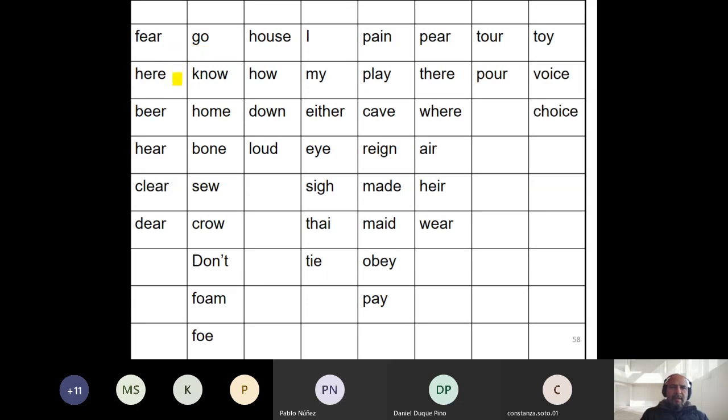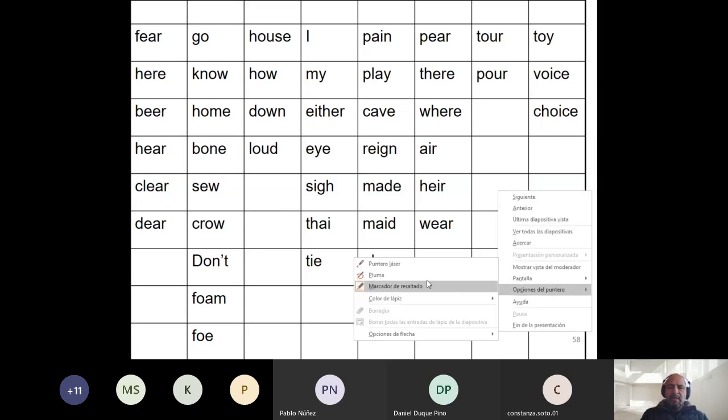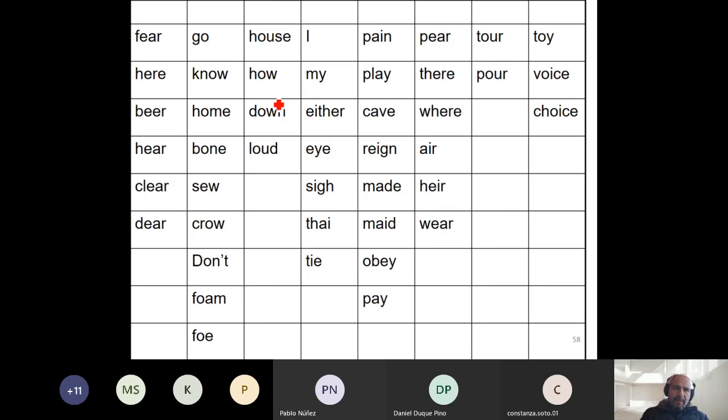We have more examples here. We have fear, here, beer, clear, and dear. Which diphthong should we put at the beginning? Which diphthong should we include in the second? Ear, all right. E and a schwa? Okay. What type of diphthong is this one? Closing, centering, any other? Centering diphthong, exactly.